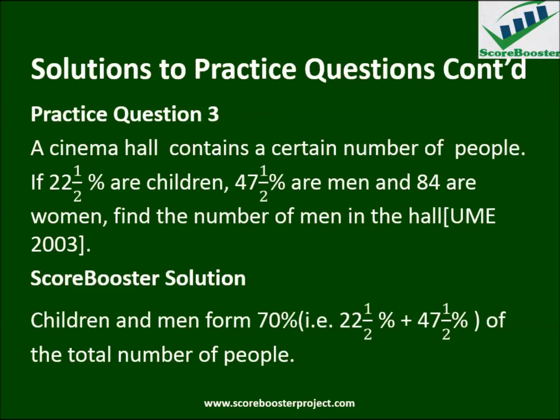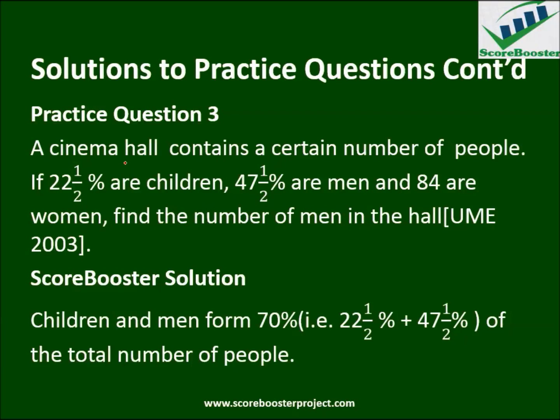So let's look at the last practice question. A cinema hall contains a certain number of people. If 22.5% are children, 47.5% are men, and 84 are women, find the number of men in the hall. This question is from UTME 2003, and let's go through the ScoreBooster solution.